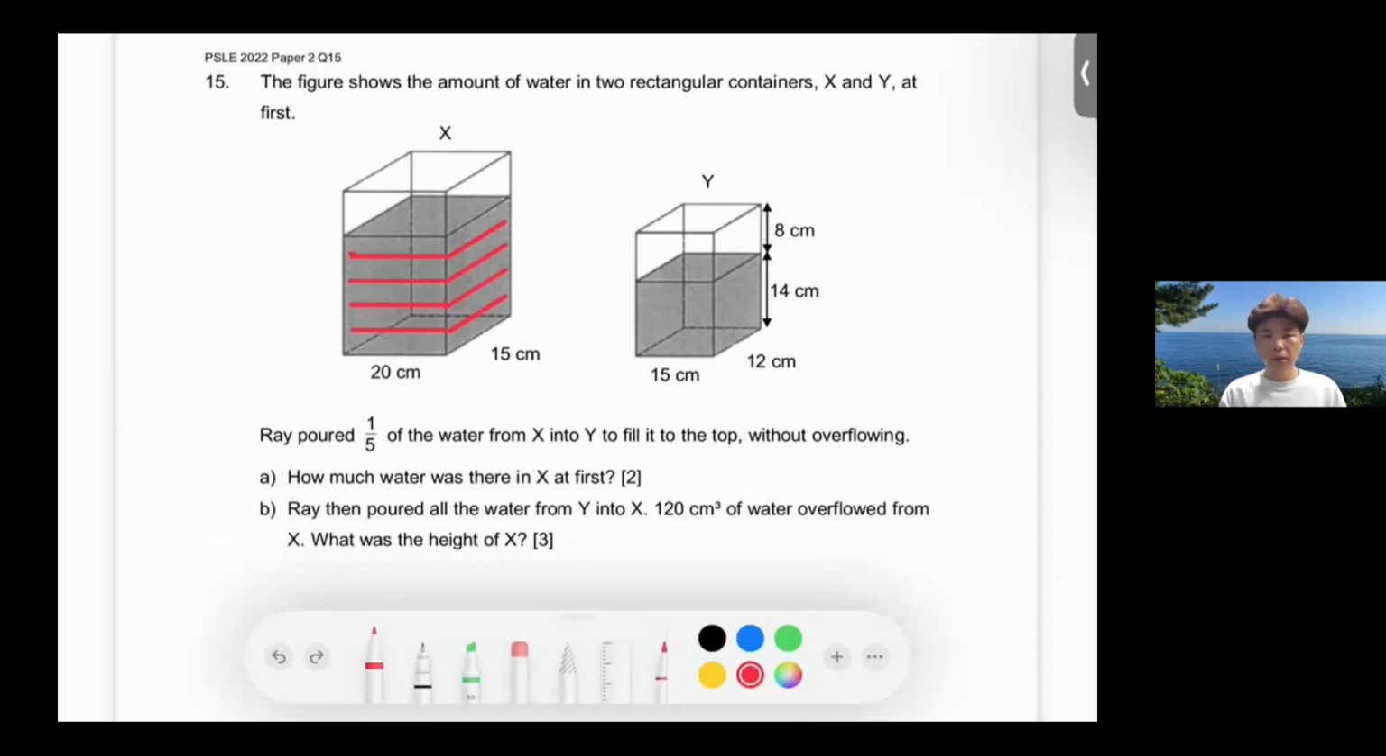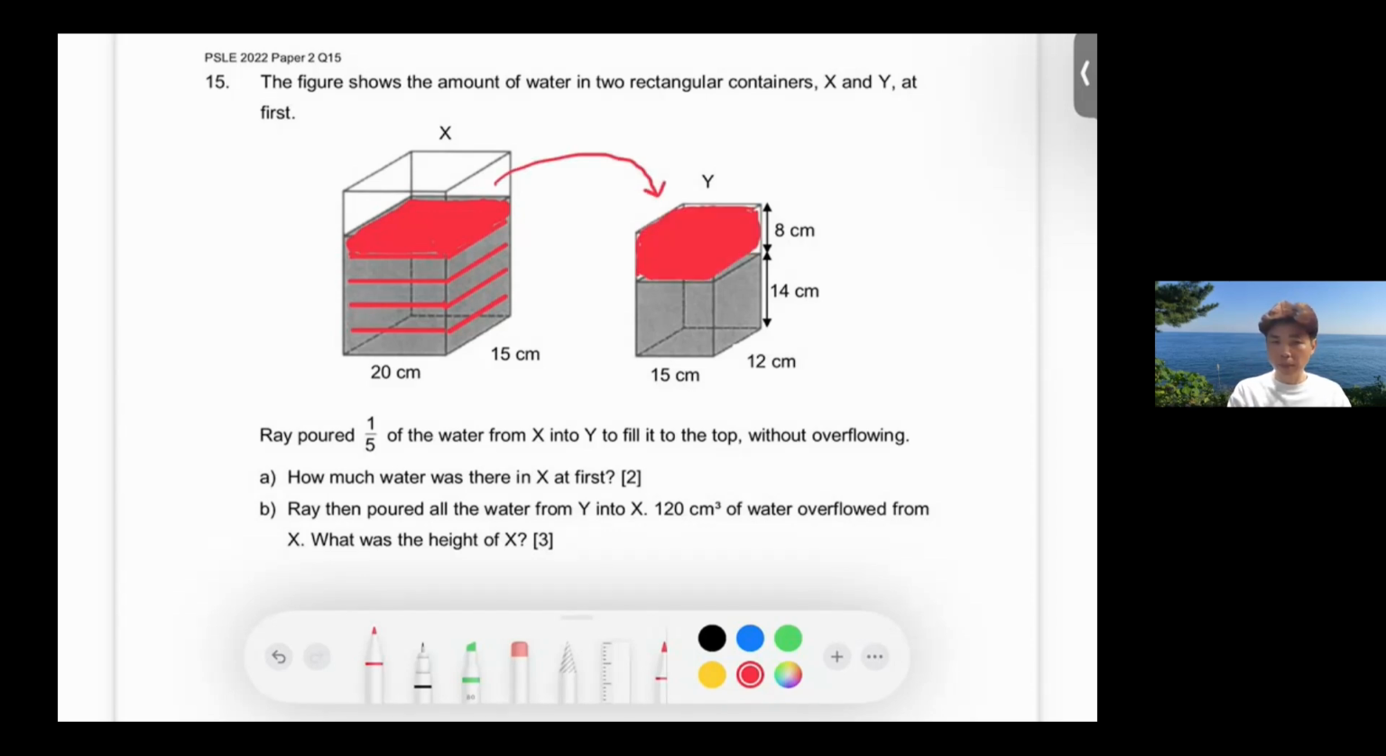overflowing. So I have divided the amount of water in X into 5 equal parts. When 1/5 of the water from X, which is the red shaded part, is poured into container Y, it will fill up container Y to the top without overflowing.